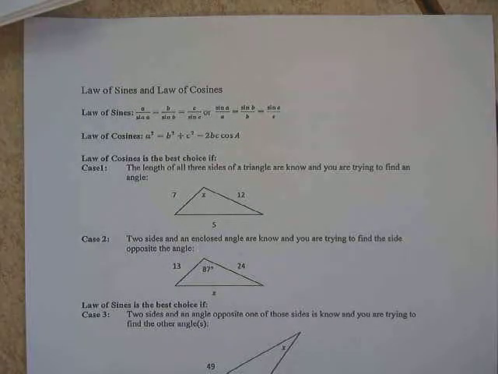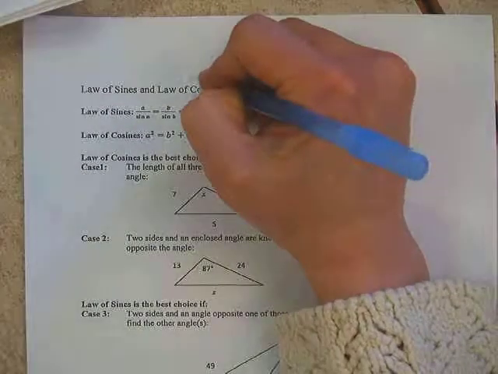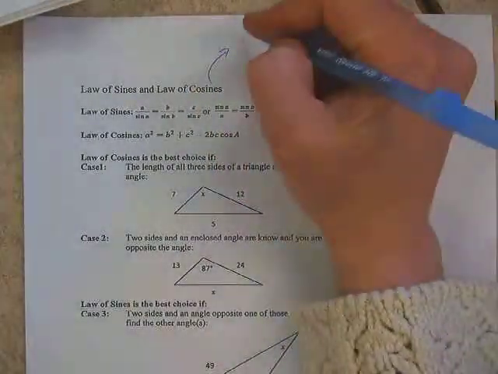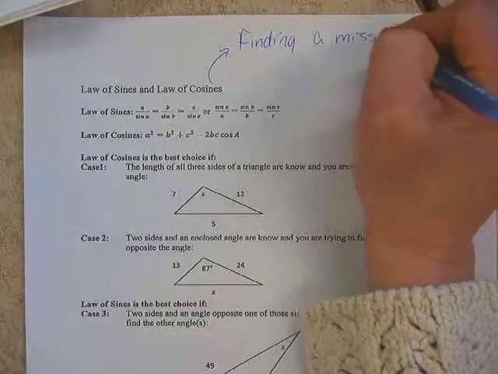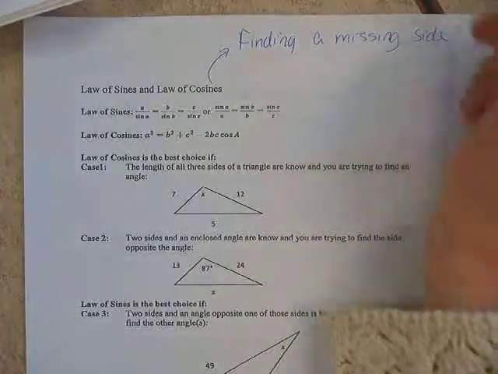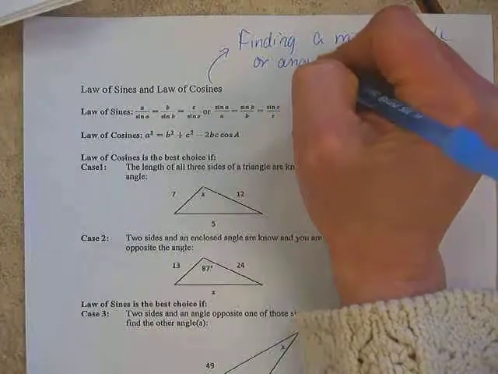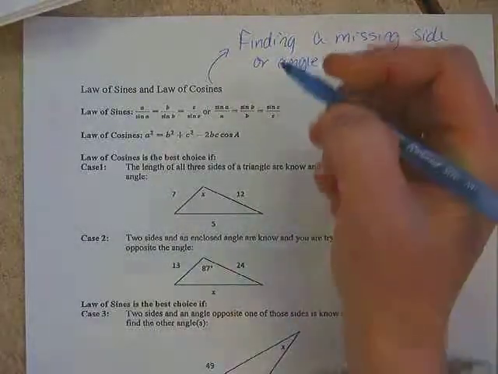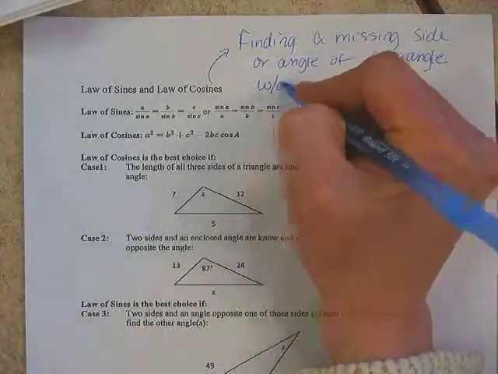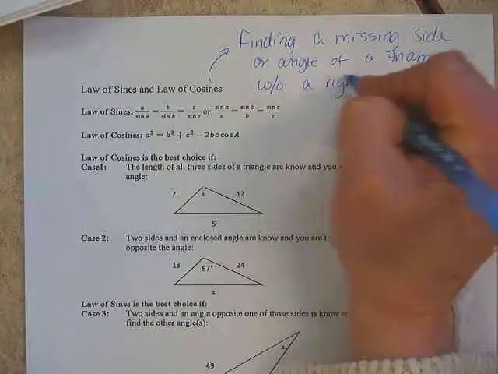So what we're doing for the next 2 days is law of sines and law of cosines. The purpose for these two, they're formulas, although they call them laws, is finding a missing side or angle of a triangle without a right angle.